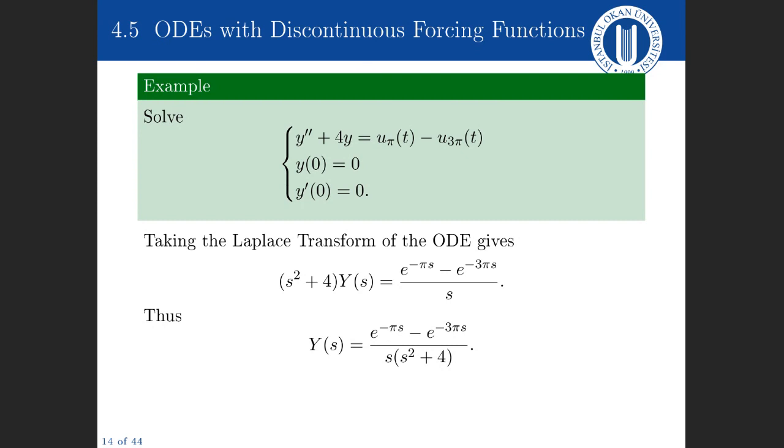Now what do we do? We ignore all the exponential functions. Ignore e to the power minus pi s and ignore e to the power minus 3 pi s. Let's just suppose we have the number 1 on the top here. I want to find the inverse Laplace transform of 1 over s squared plus 4, and then I'm going to deal with the exponential functions later. So let's call this function h. First, we'll find small h, and then we'll use that to find small y.